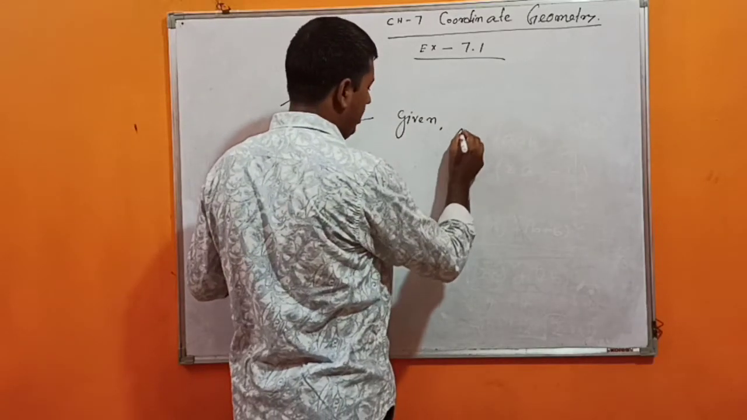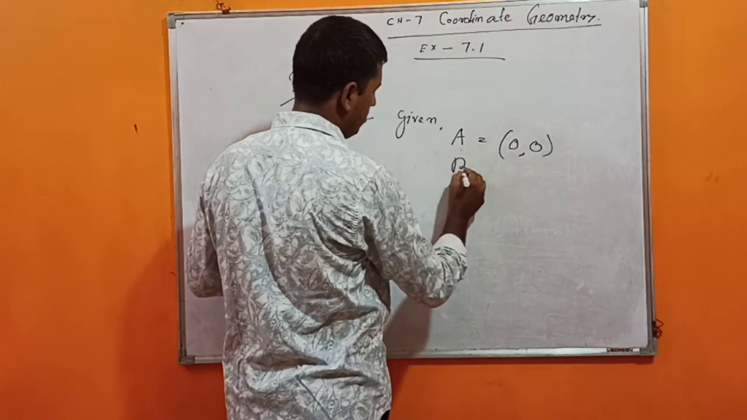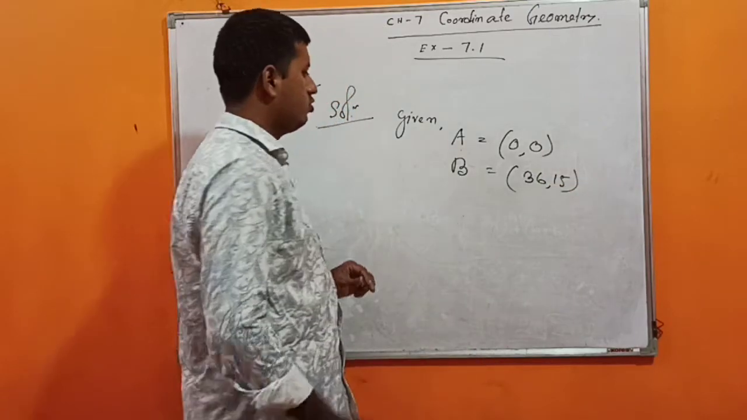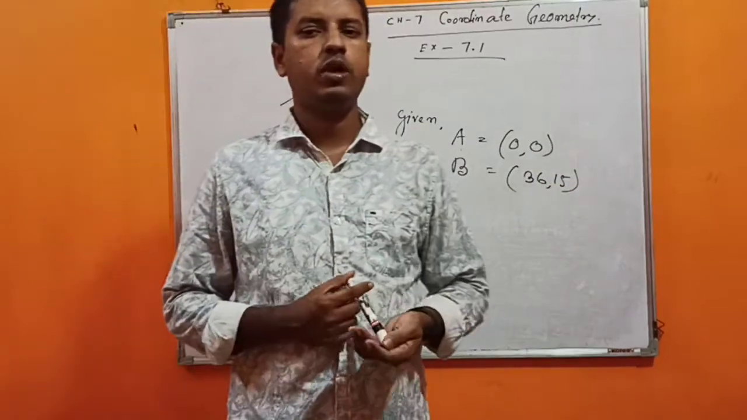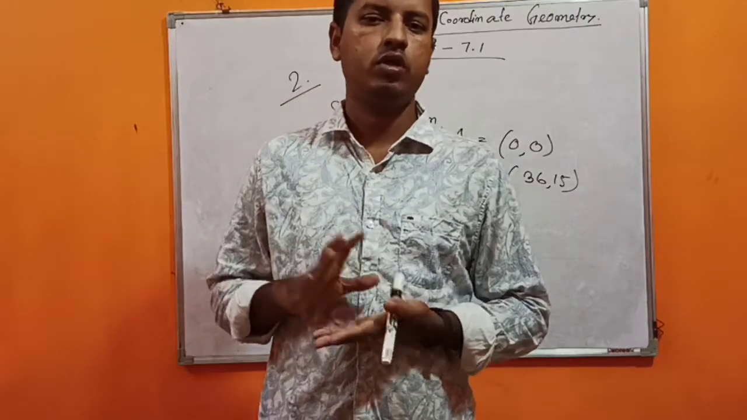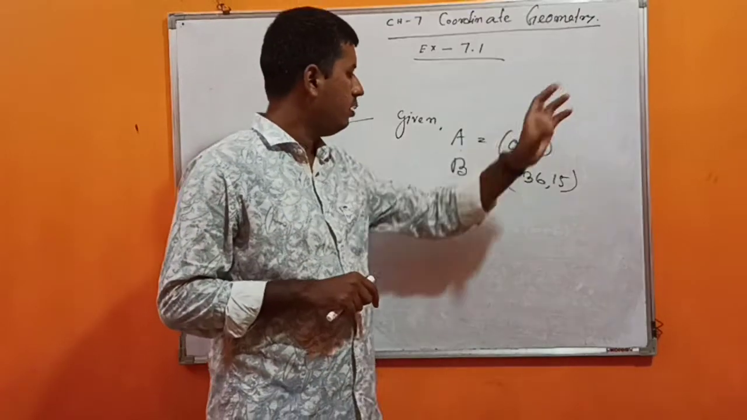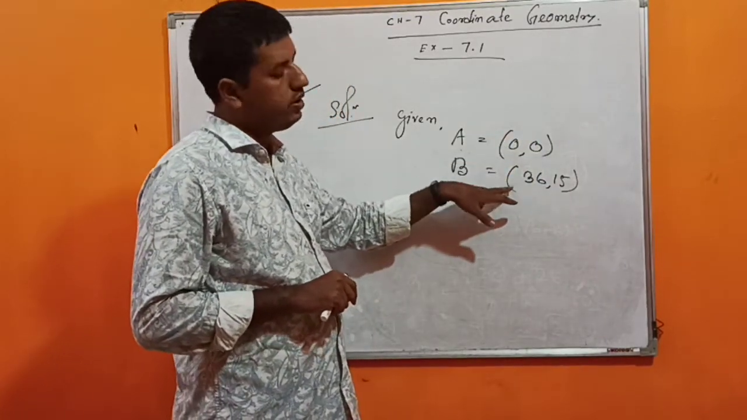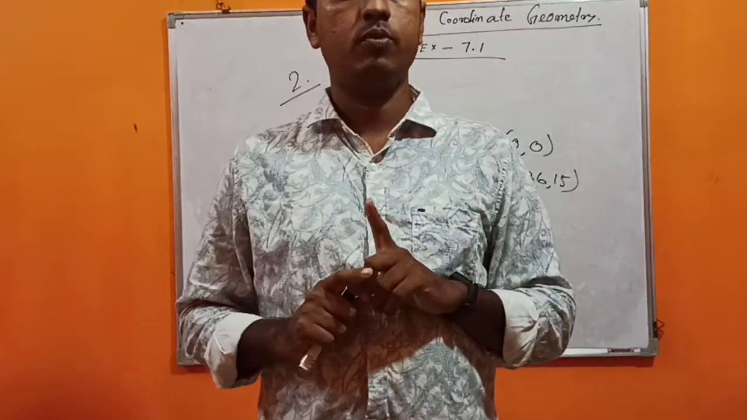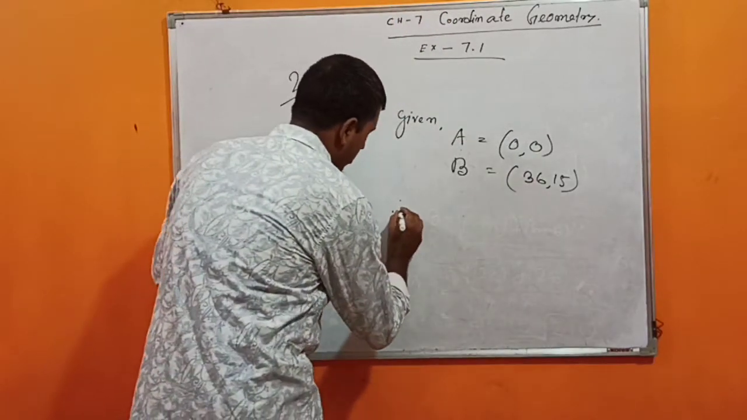So in question number 2, the coordinate of A here is (0, 0) and the coordinate of B is (36, 15). Which formula do we have to use? We have to use the formula of the distance of a point from the origin. If we use the formula of distance between 2 points, then we can also find the answer, but it will be easier to use the formula of distance of a point from the origin.